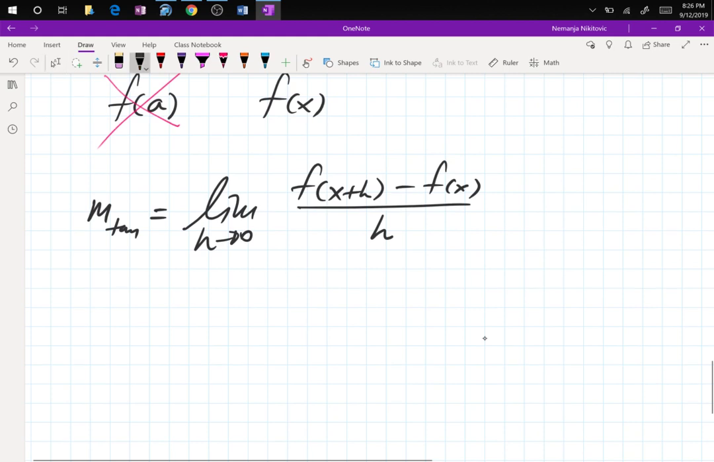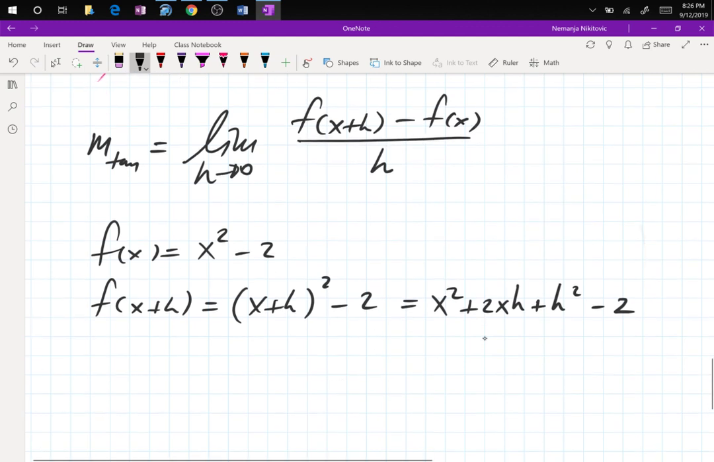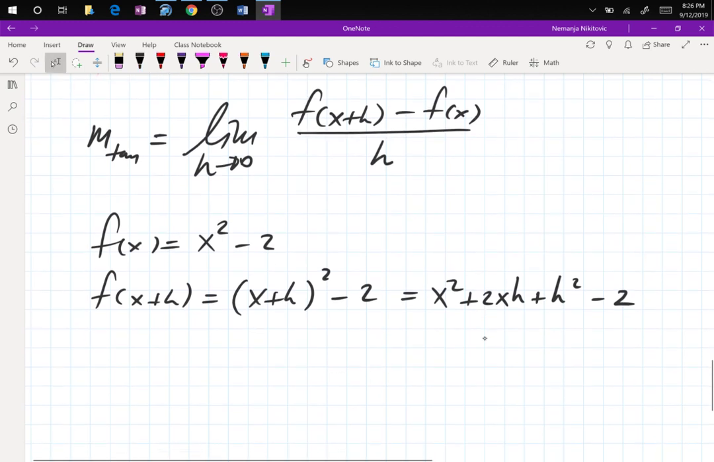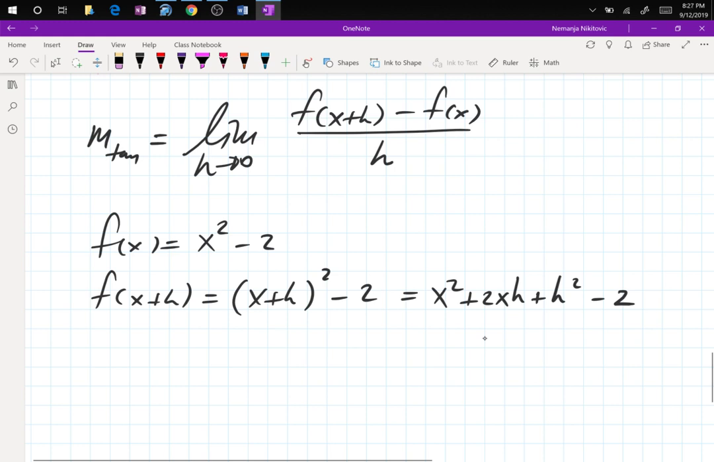So now, if my f of x is given as x squared minus 2, I compute f of x plus h in general terms, which is x plus h squared minus 2, which gives me x squared plus 2xh plus h squared minus 2. Plug this thing over here, plug this thing over there, and work out the limit.